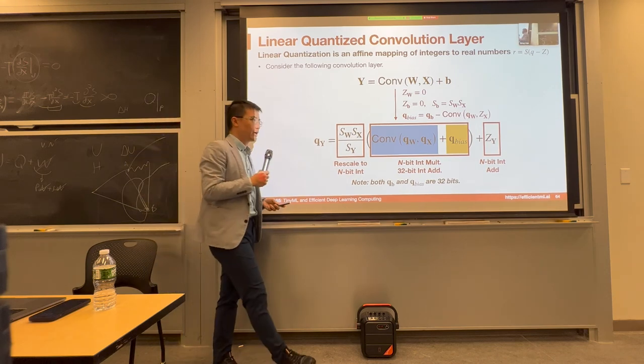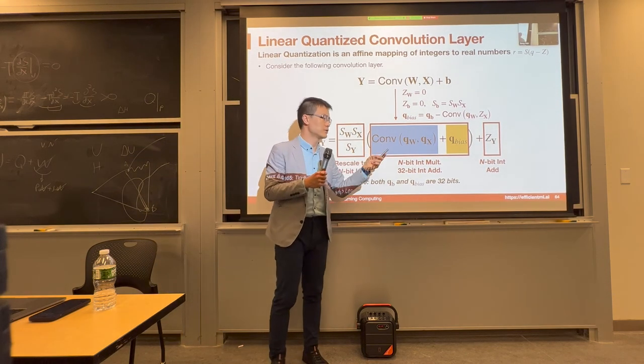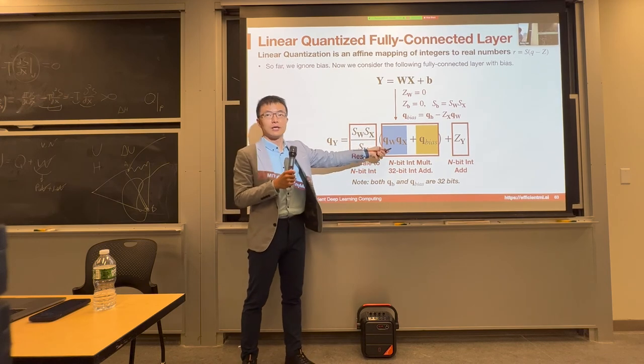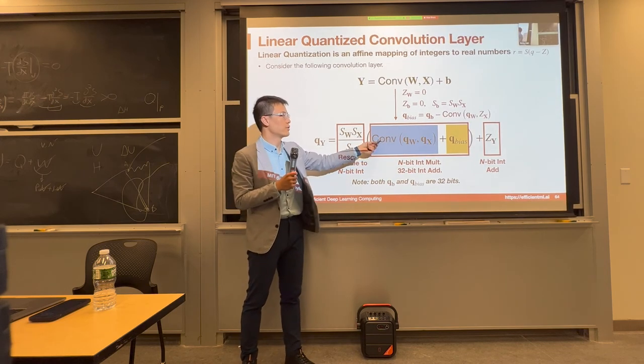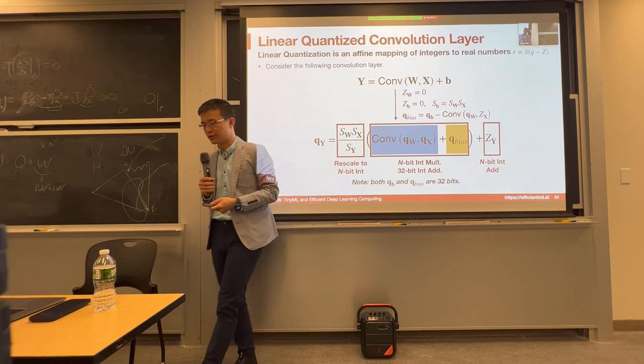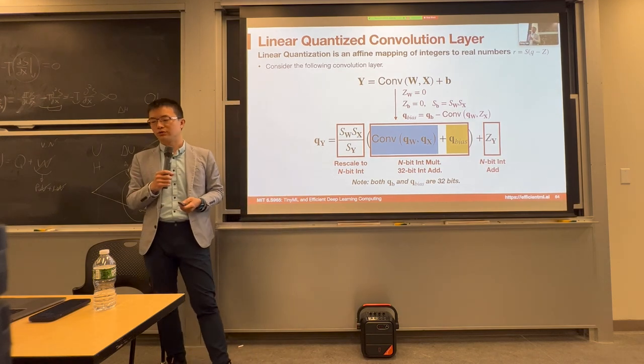That is matrix multiplication. So what if we have convolution? It's very similar. We just replace this matrix multiplication with a convolution. So that solves the problem for convolutional neural nets.